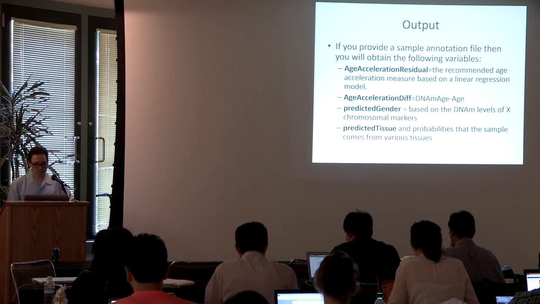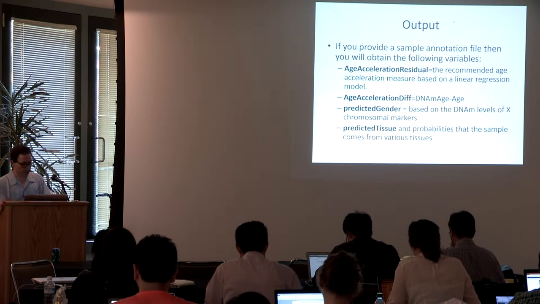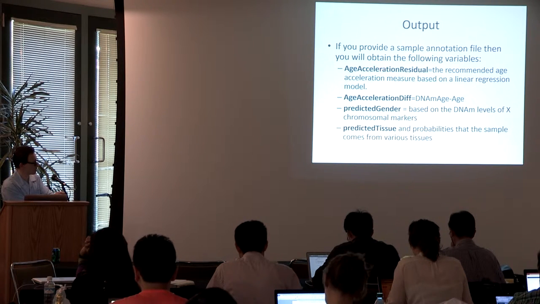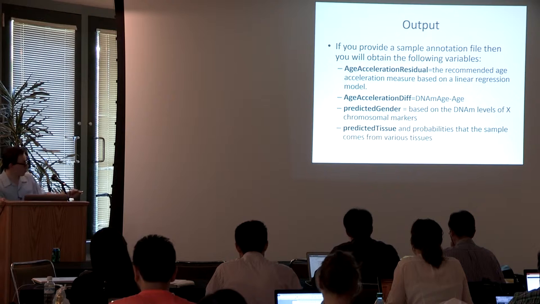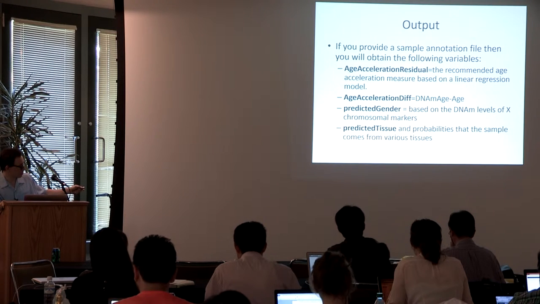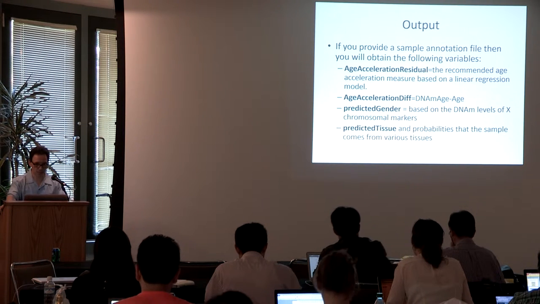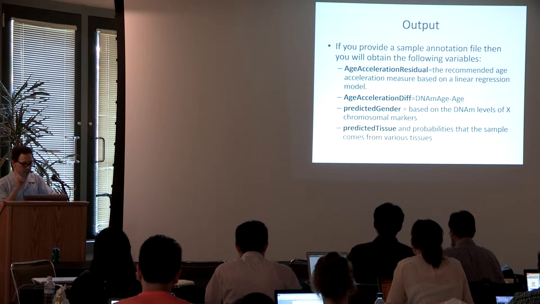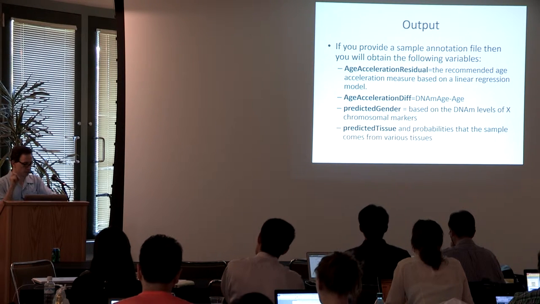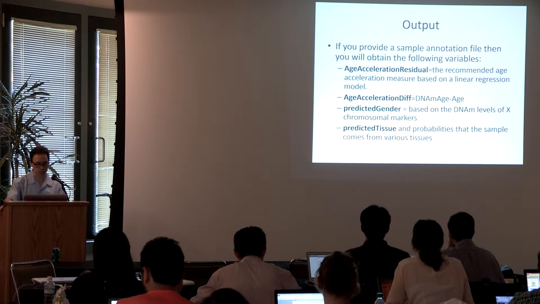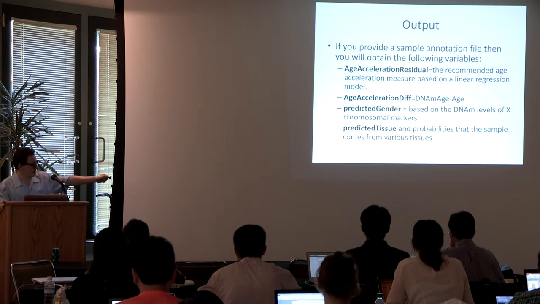All right, so what is the other output? Remember, I have these measures of age acceleration. The first one, which is the workhorse of our papers, is age acceleration residual. That is the recommended age acceleration measure based on this linear regression model where you regress methylation age on age. And why is it the recommended measure? Because this measure, by definition, has a correlation of zero with chronologic age. When you form a residual in a regression model, the residual is not correlated with the covariate age. The second measure, which I don't recommend you use, is simply the difference, methylation age minus age.